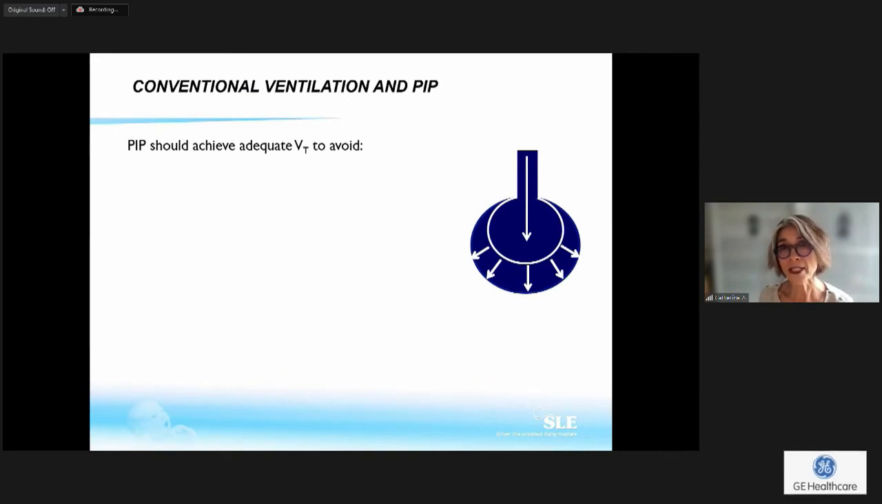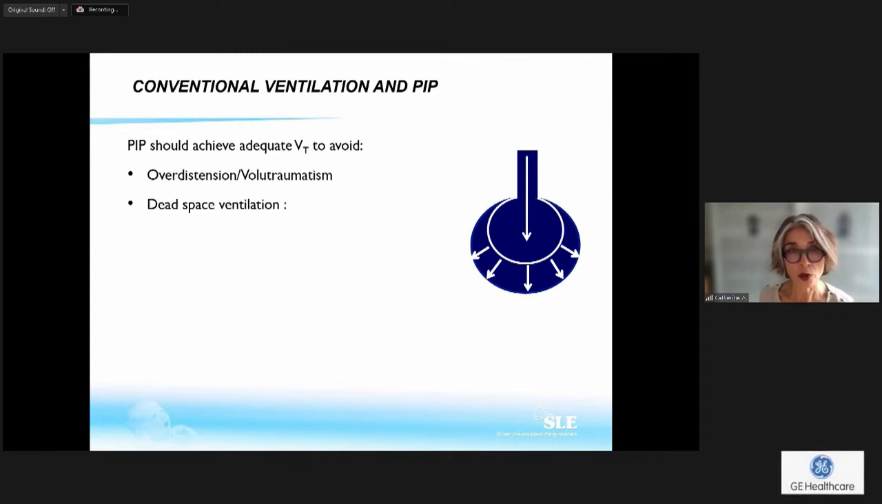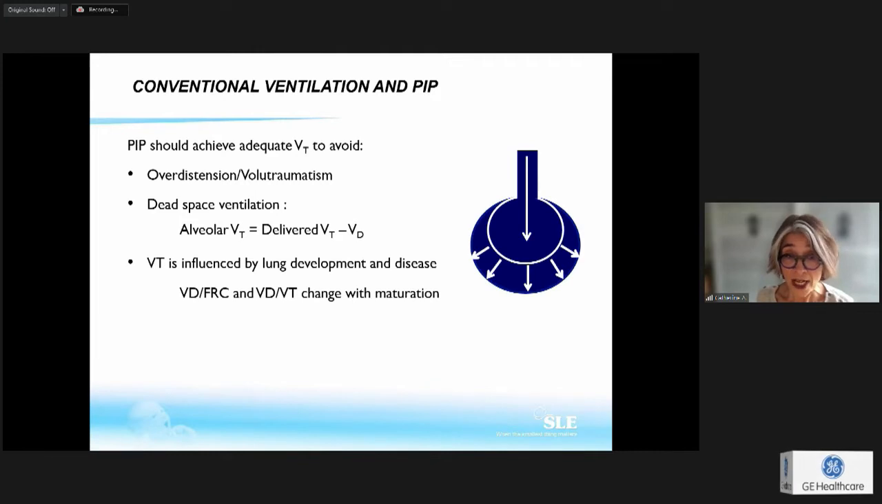So what about the PIP? My PIP is the one that I will change to generate a higher delta pressure, to generate my tidal volume. As I mentioned, I should avoid over-distension and volutrauma, and avoid dead space as well. The dead space ventilation will change. The alveolar ventilation, you remember, is the tidal volume minus the dead space. So my dead space will change with the age of my patients, and it will change with the disease of my patients as well.